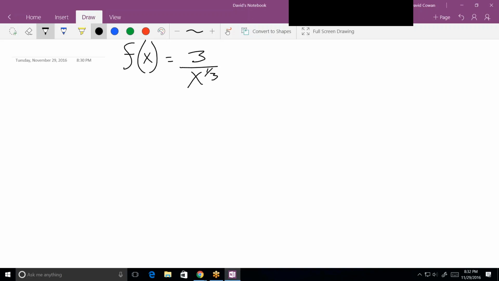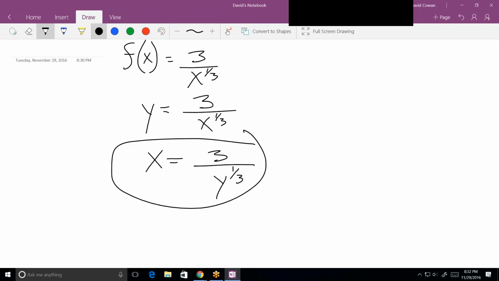Now, the very first thing I do to figure out inverses is to turn f of x into y. I don't know that that's absolutely necessary, but it's kind of helpful. And then switch the variables and solve for y. That's how you find inverses. It's as simple as that. Switch the variables. So now I've got x equals 3 over y to the 1/3. And now solve that for y and you'll have the inverse.